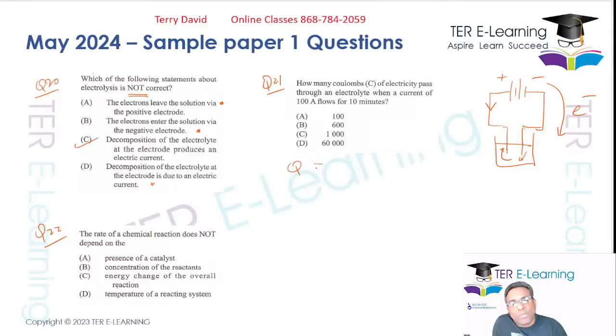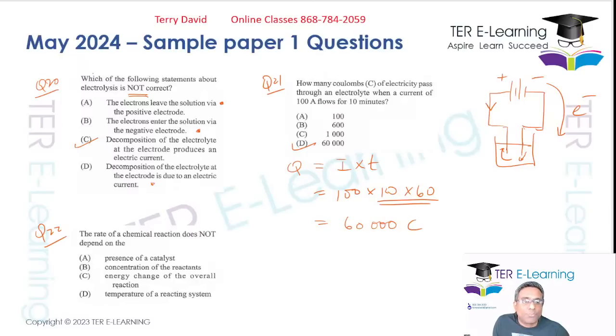Q is equal to I multiplied by T. That's the formula we're going to use here. The current in this case is 100 amps multiplied by the time. It's 10 minutes, but you have to remember to convert the 10 minutes to seconds. So that's 10 by 60, converting the 10 minutes into seconds. So that's going to be 60,000 coulombs. So the answer is D.